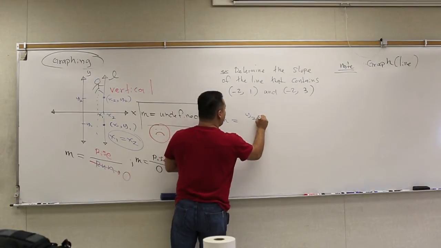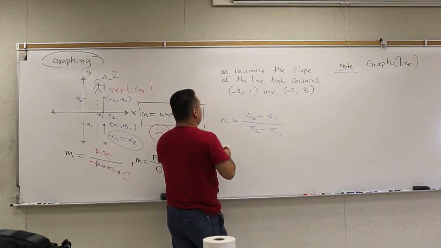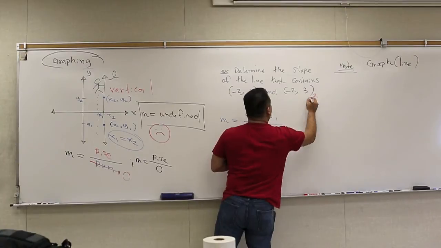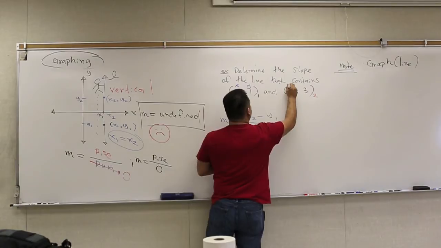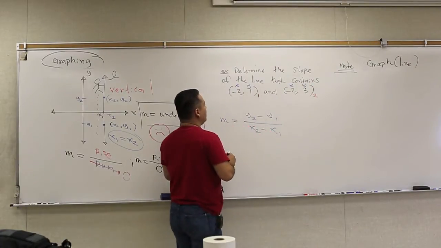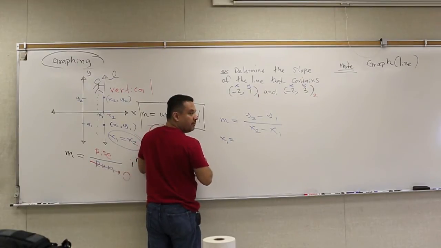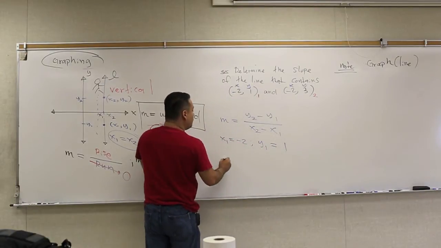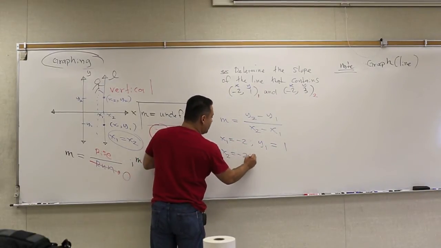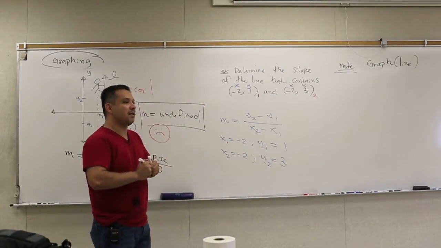m is y2 minus y1 over x2 minus x1. First point, second point, right? Is your x-coordinate value, y-coordinate value. What's x1? Good. What's y1? 1. What's x2? -2. Good. What's y2? 3. What comes next in your process?